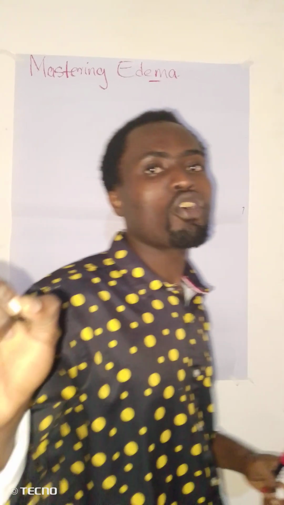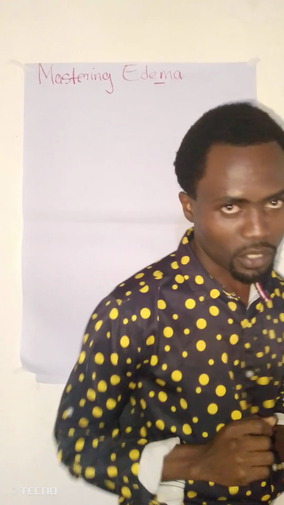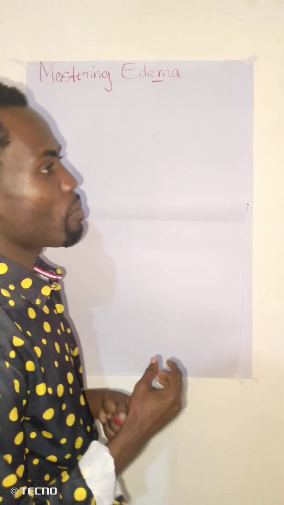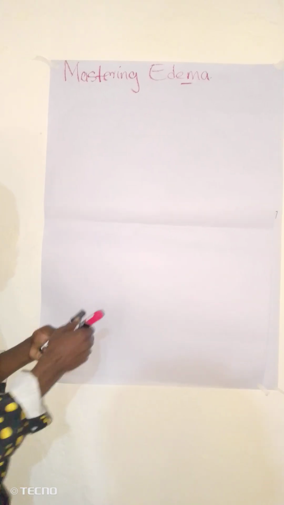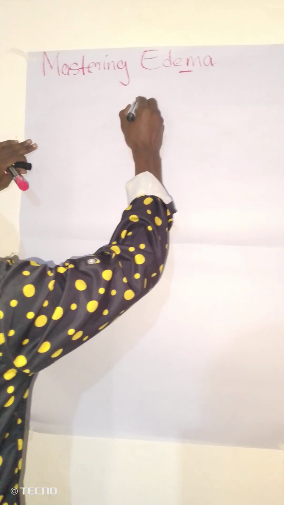To understand how edema comes about, we need to know the normal amount of fluid in different body compartments. So let us have a simple diagram. For example, this is our tissue.